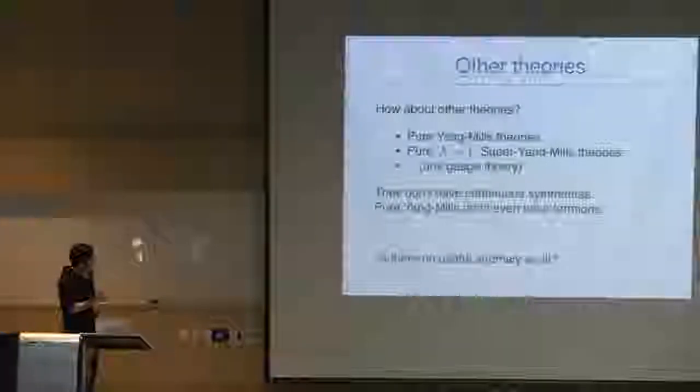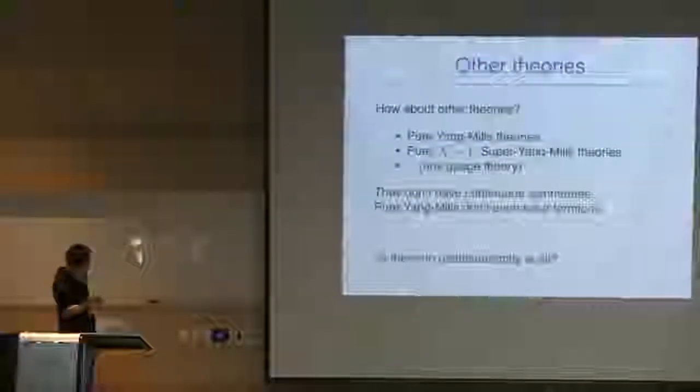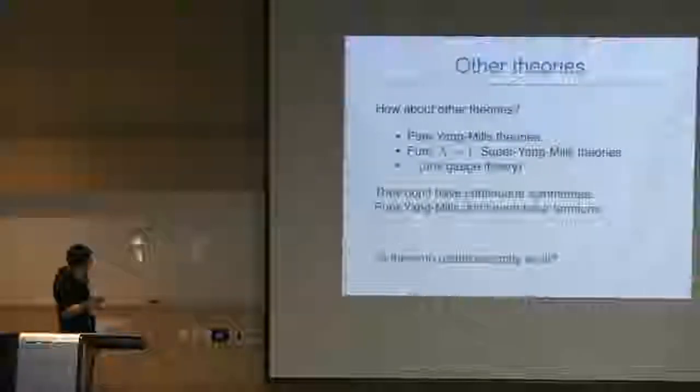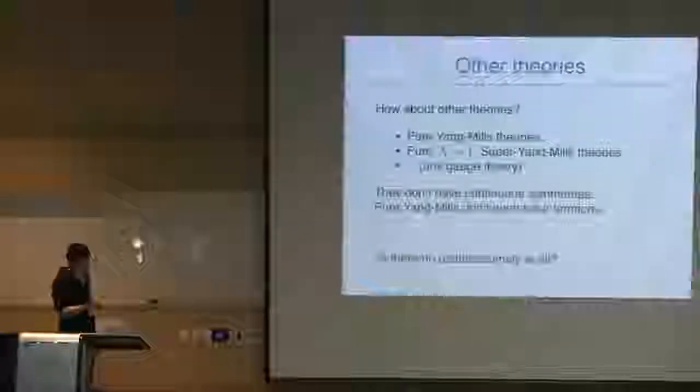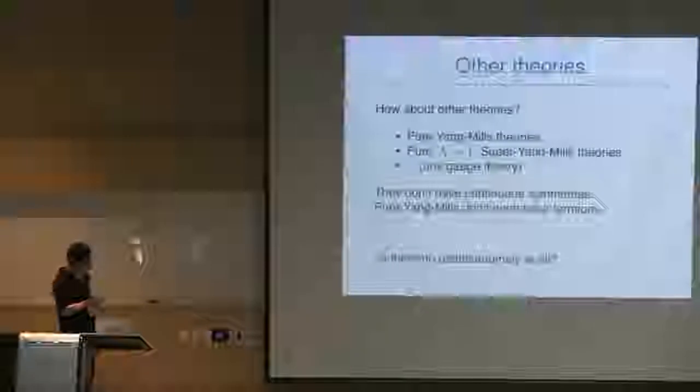Now, how about other theories? For example, pure Yang-Mills theories, and pure N=1 super Yang-Mills theories, and so on. In the case of pure Yang-Mills theory and pure N=1 super Yang-Mills theory, we don't have any continuous symmetries. And pure Yang-Mills theory doesn't even have fermions. So if we only look at the perturbative anomalies, then there seems to be no useful anomaly in these theories.